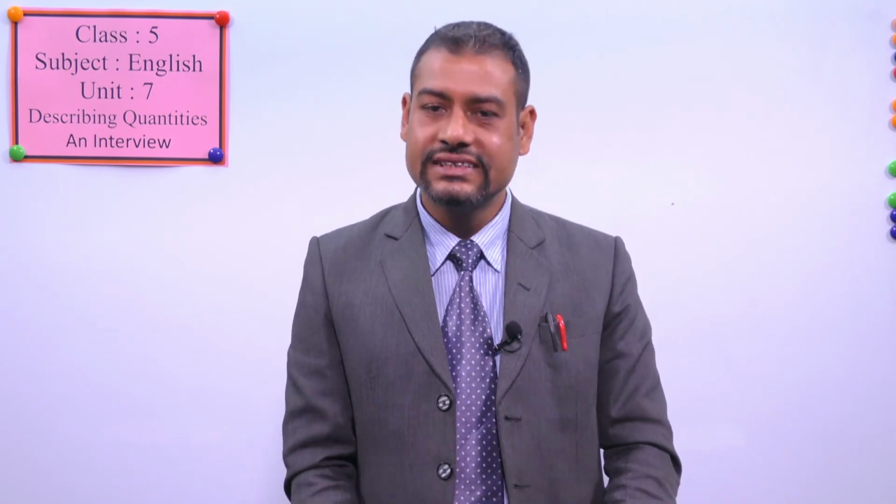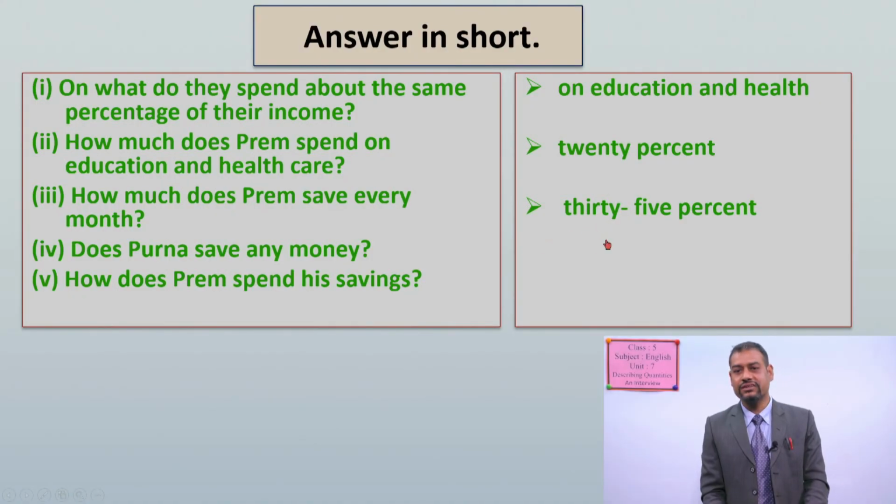Okay, so that is how you have to find out his saving. So his saving every month is 35%. And if you want to write it down in a complete sentence, then you can write, Prem saves 35% every month. That's how you have to do.